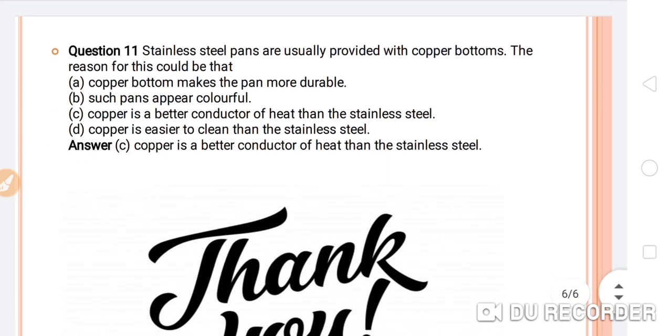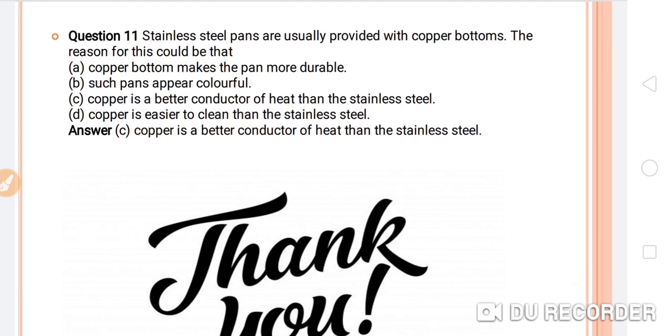Now last question students, question number 11. Stainless steel pans are usually provided with copper bottoms. The reason for this could be: A, copper bottom makes the pan more durable. B, such pans appear colorful. C, copper is a better conductor of heat than stainless steel. And D, copper is easier to clean than stainless steel. So the answer is C, copper is a better conductor of heat than stainless steel.